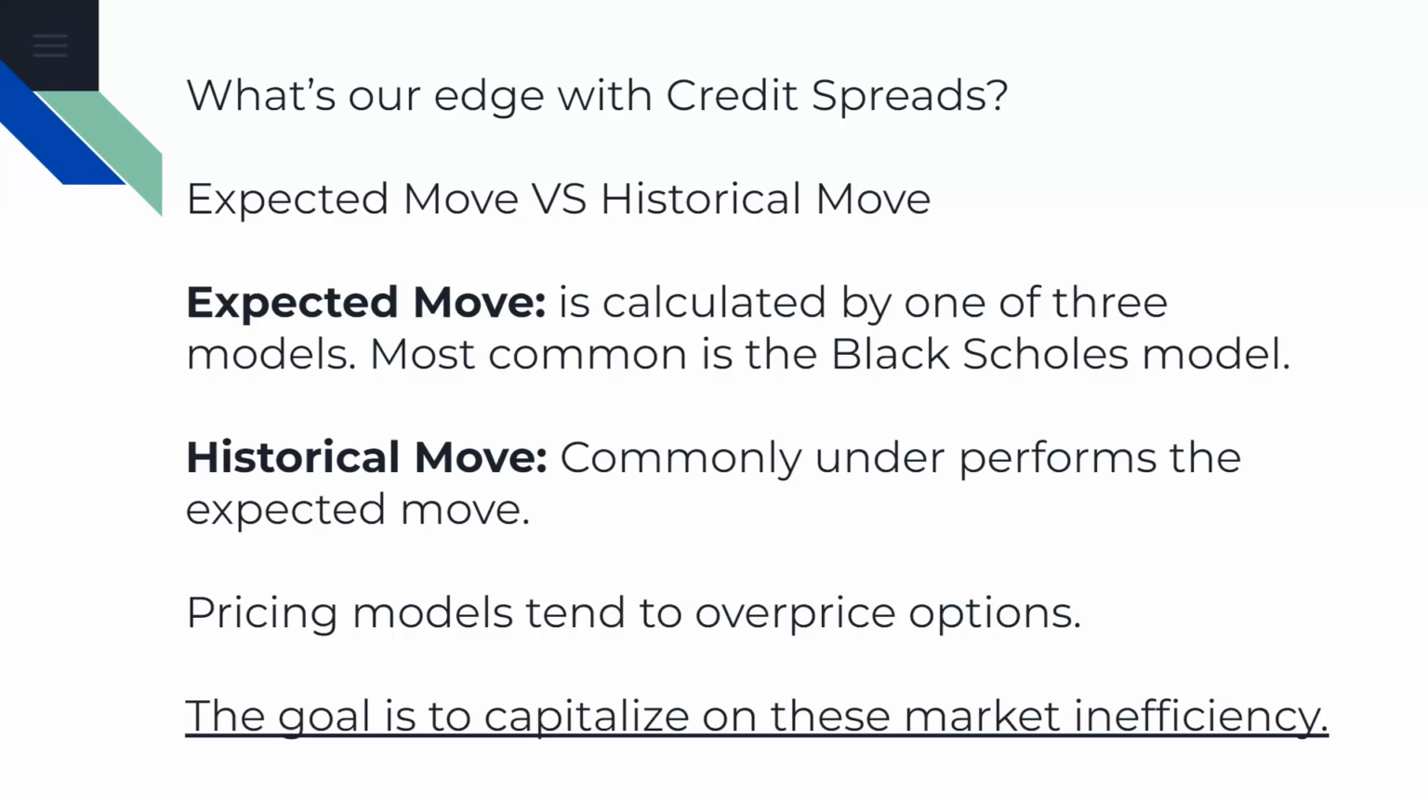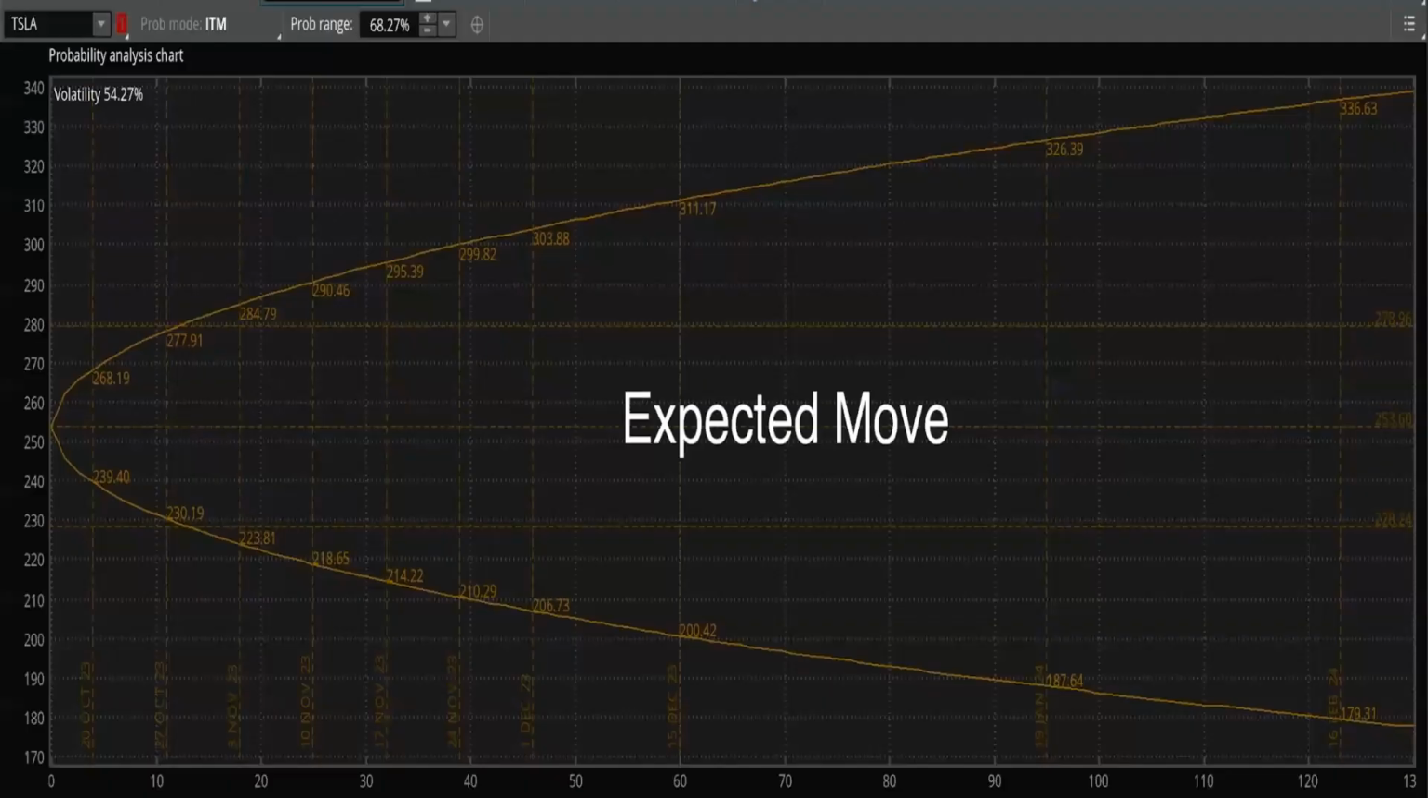And then there is what is called historical move. The historical move commonly underperforms the expected move. And with these pricing models, they tend to overprice options based on the expected move. So we are looking to capitalize on this market inefficiency of expected move versus historical move. And here's a bit of a visual for you.